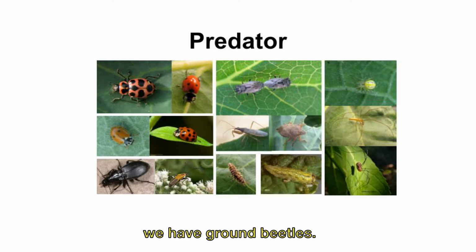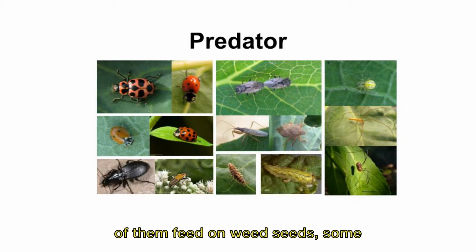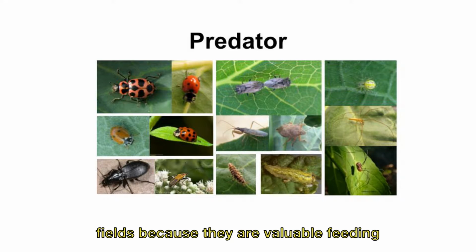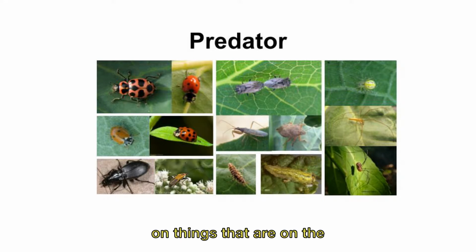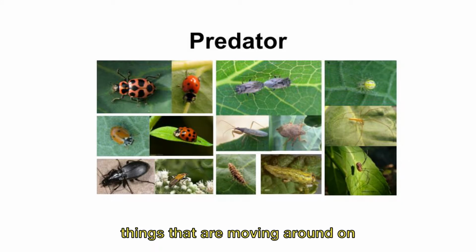And then we have ground beetles. Ground beetles are extremely diverse. Some of them feed on weed seeds. Some of them are predators. Some of them are both. And so you really want to keep them around and encourage them as best as you can in your fields because they are valuable feeding on things that are on the ground. They tend not to get up on the plants except for some species. Generally, they will consume things that are moving around on the ground.